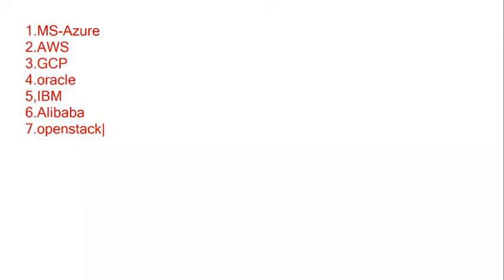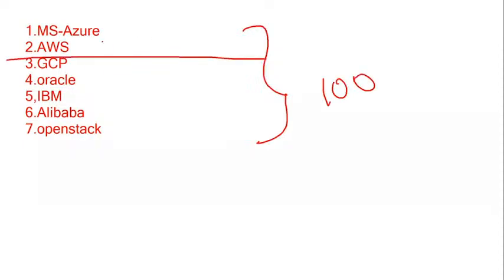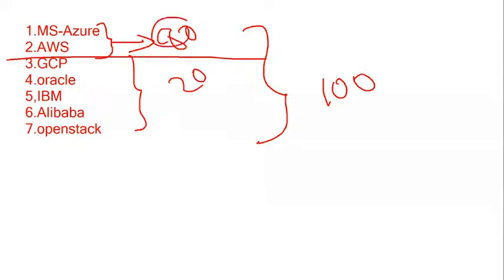Out of them, if you consider the cloud market as 100%, these two, Microsoft Azure and AWS, occupy 80%. Remaining all, GCP, Oracle, IBM, Alibaba, OpenStack, their percentage in the world is just 20%.